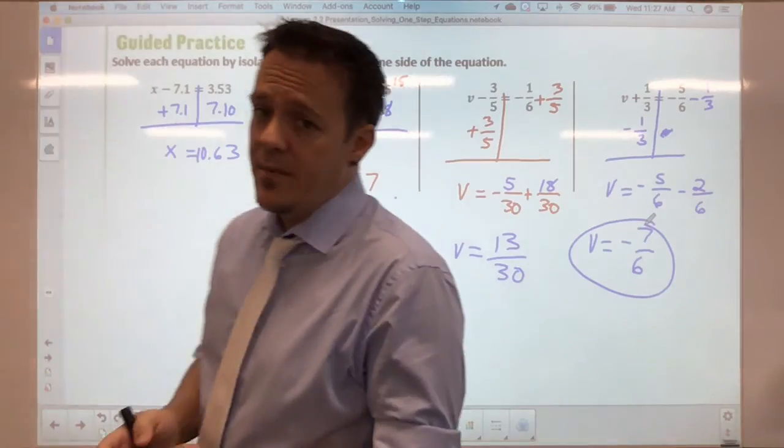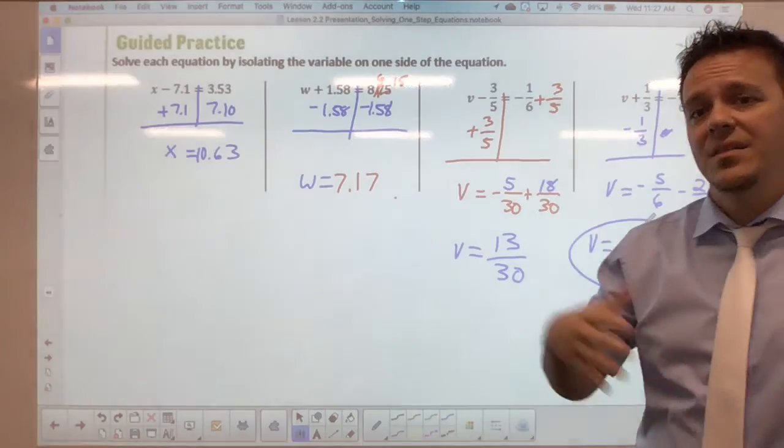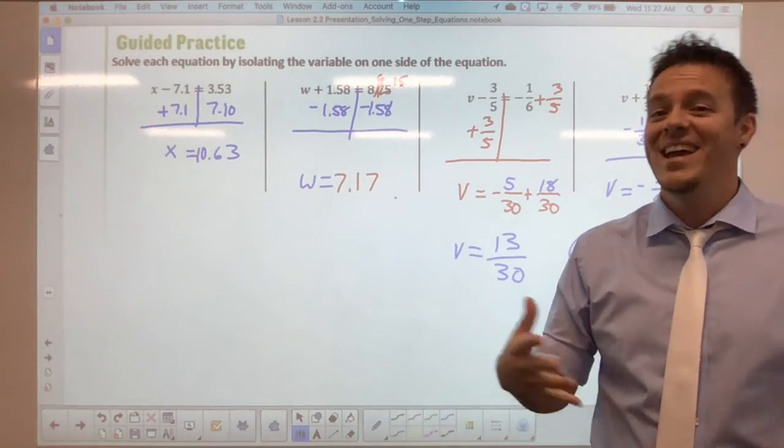So that's it for this lesson. Continue to work on the homework, and then page 2, we're going to talk about multiplying and dividing.